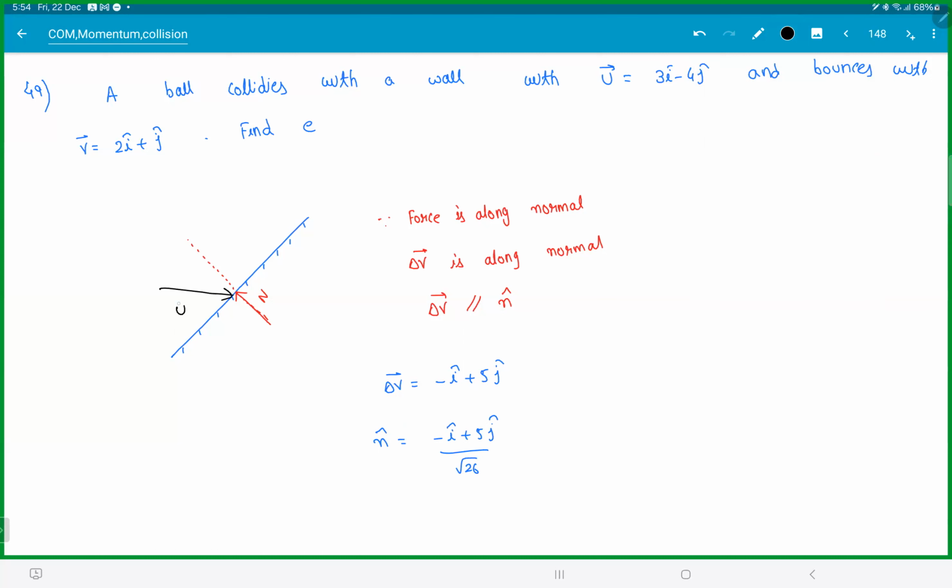So this is your u bar, this is your v bar, this is theta, and this is phi. And I hope you remember a bar dot b bar is mod a mod b cos theta. So if you want a cos theta, that is nothing but a bar dot b bar by mod b. This is how you find the component of one vector along another vector.